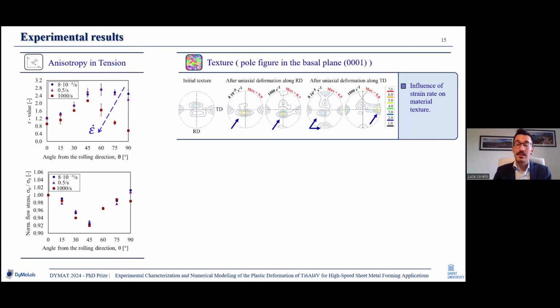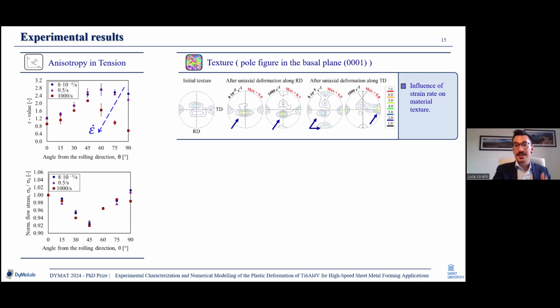So I performed texture measurements on the initial sample as well as on the rolling direction and transverse direction samples deformed at quasi-static and dynamic loading regimes. We did not observe any remarkable variation in texture, with the only exception of the TD sample, the transverse direction sample, deformed at high speed. In this case, what we observed was a reorientation of the grains according to the loading direction along the transverse direction. And this reorientation of the grains can also explain the change in Lankford coefficient.